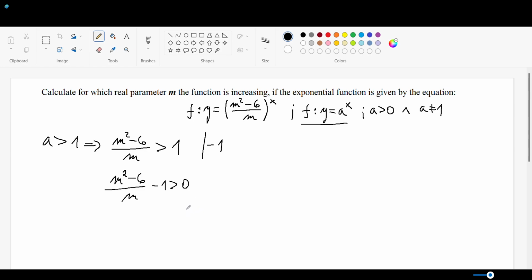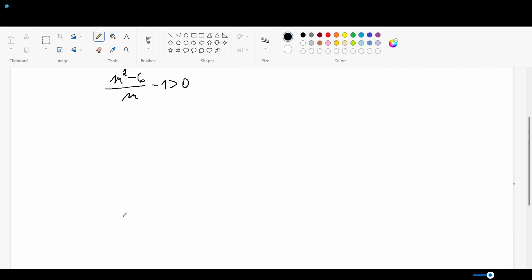Okay, the next thing we have to do to solve this inequality very easily is to have a fraction there. So we simply find the common denominator, which in this case is very easy, it's m. So our inequality will be (m squared take away 6 minus m) over m is greater than 0.